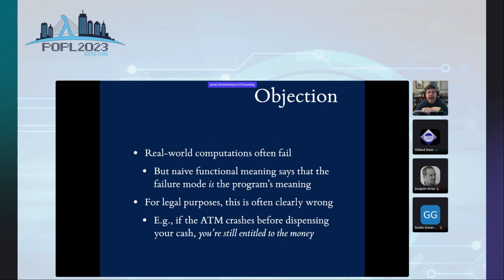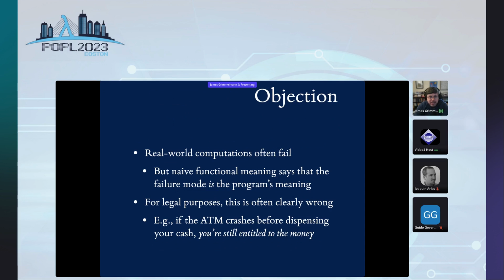Programs sometimes have problems. The actual physical computer on which a program is run could fail. It might be unplugged in the middle of it. Bits of memory could be hit by cosmic rays. The hardware could malfunction. It could produce potentially unpredictable results. Naive functional meaning would just say that the failure mode is the program's meaning. It does what the computer did, even if that was blatantly in some sense wrong, even if the hardware behaved in some crazy, unspecified way. Naive functional meaning would still treat that as the meaning of the program.